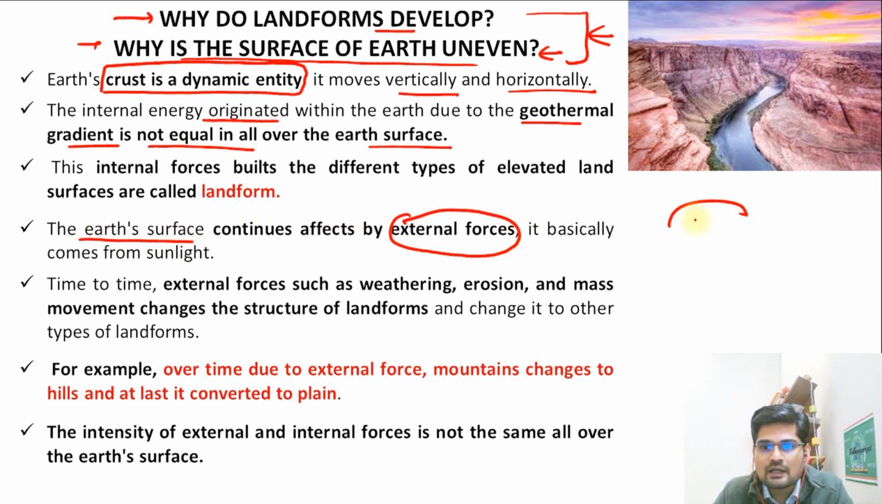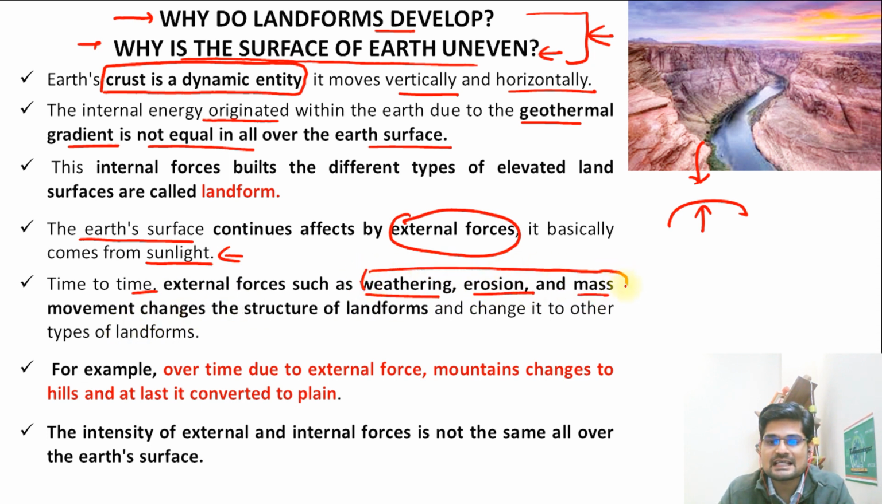So one factor was coming from within. Now external factors are also there, beginning from the sunlight or insolation itself, right? So time to time what happens? External forces such as weathering, erosion, mass wasting, these are called denudational processes, as we have learned before. So denudational processes also impact and therefore change the structure of landforms with time factor, right?